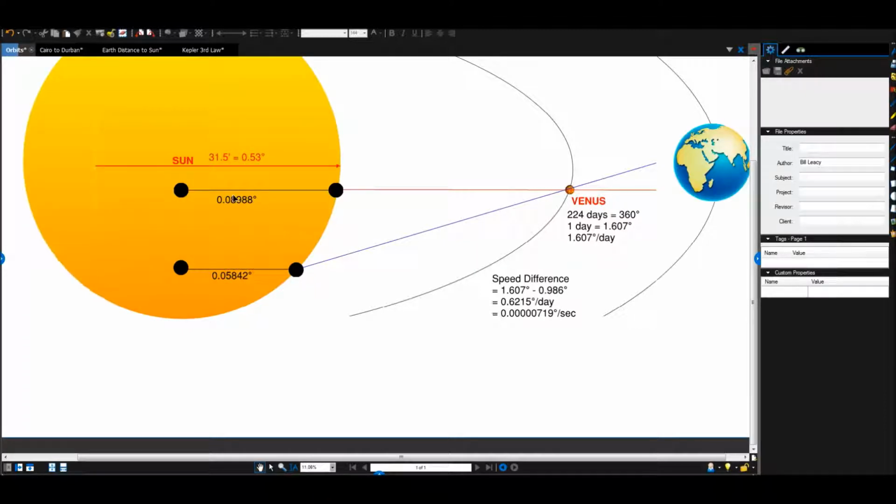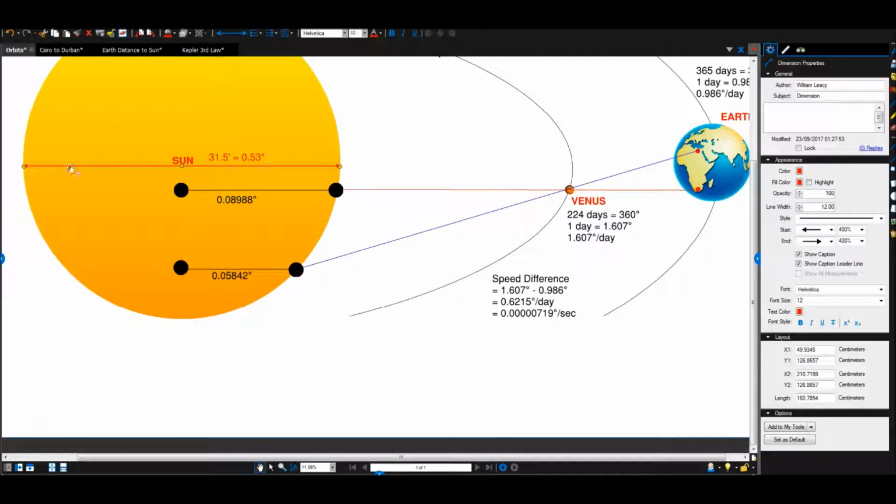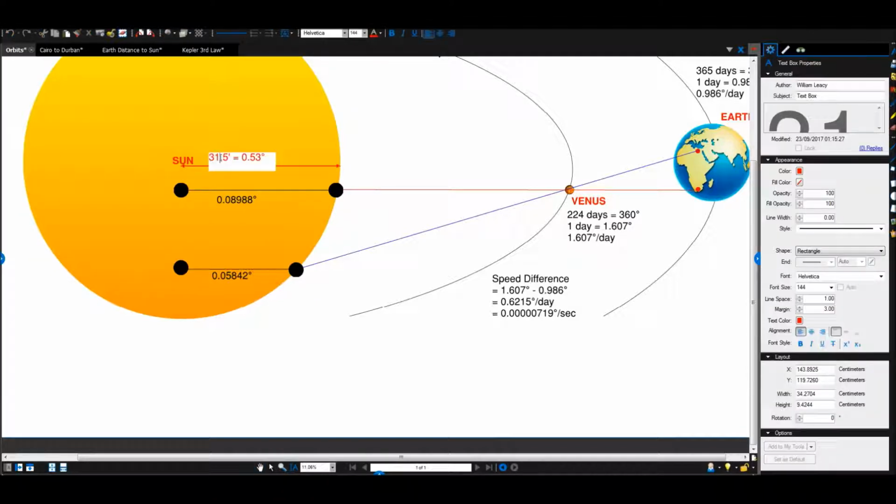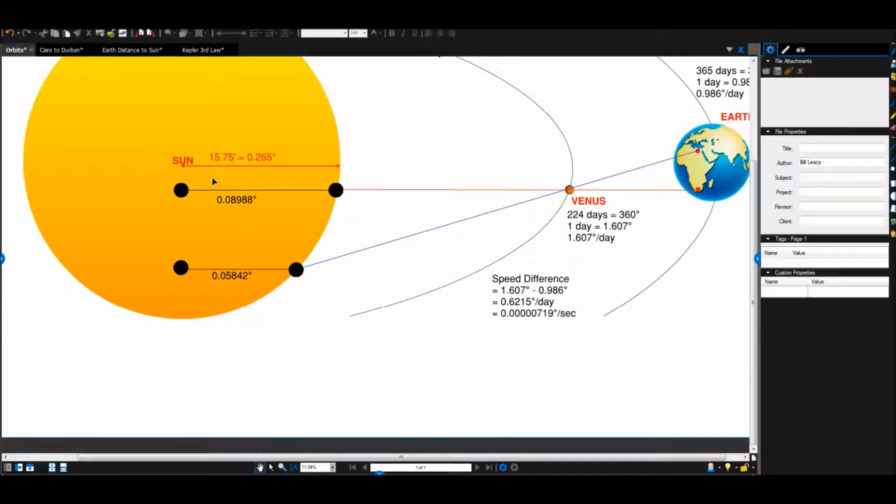So the next thing is the sun. We can say the diameter is that size, but what about the radius? Well, the radius is going to be half that size, isn't it? So it's 15.75, 0.265. So that's the radius measure. It's half the diameter.